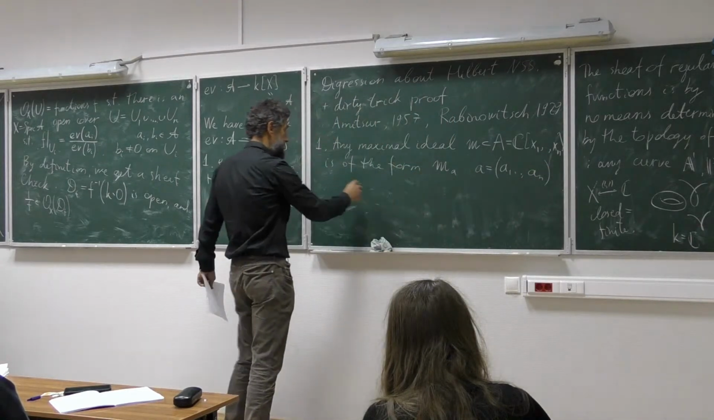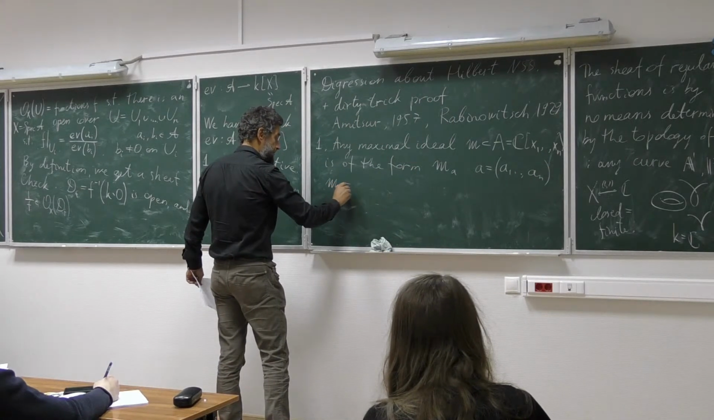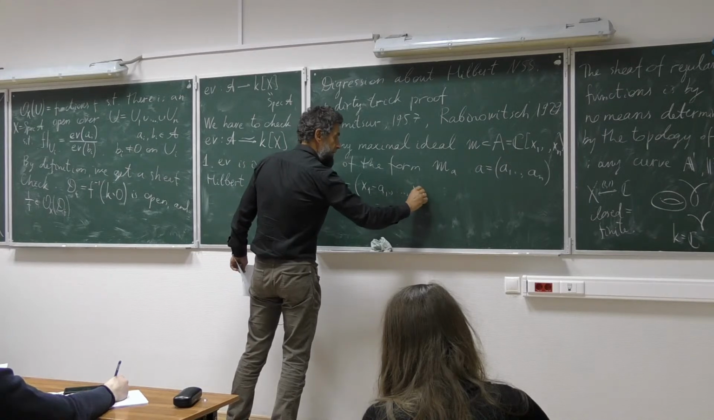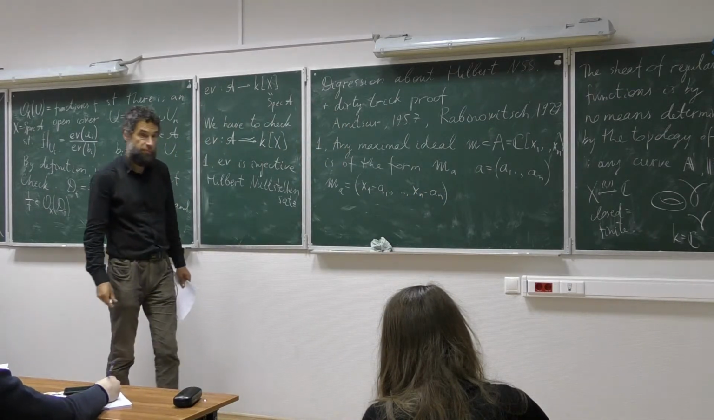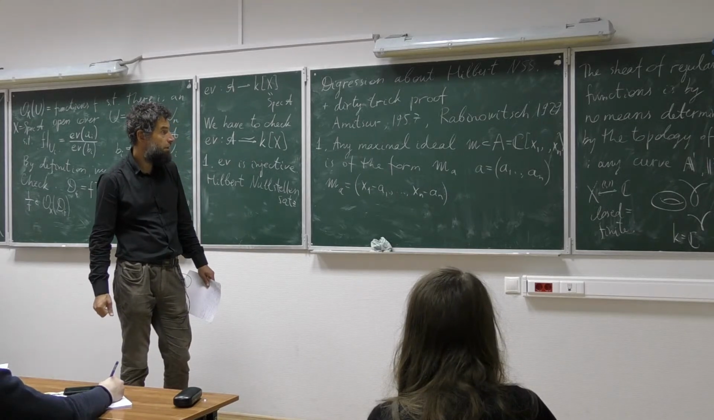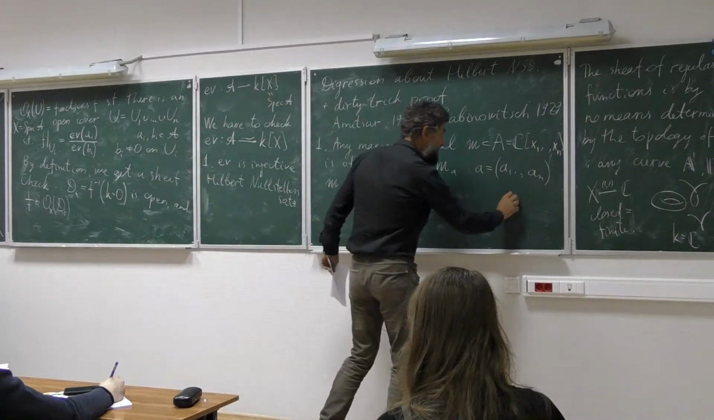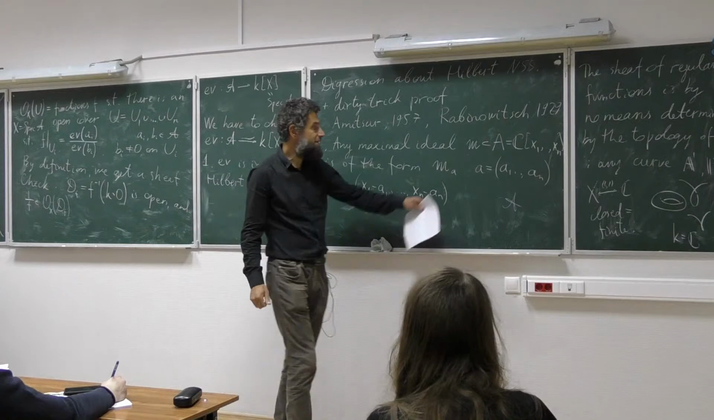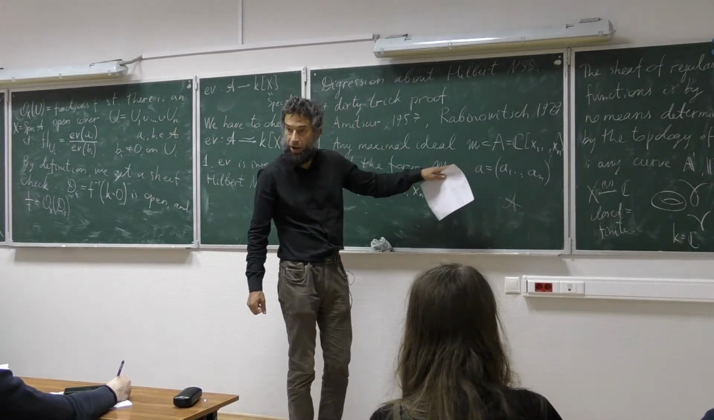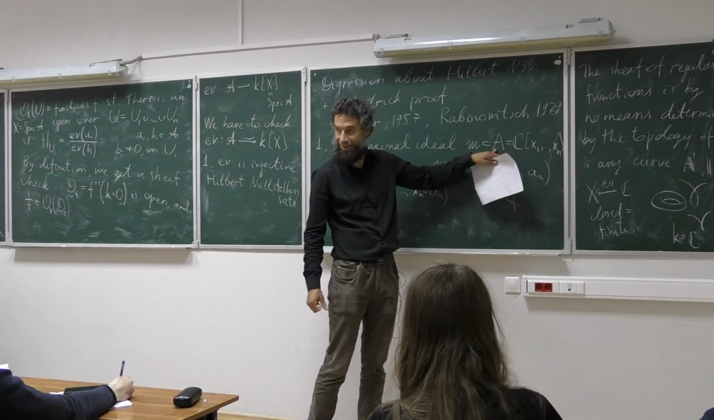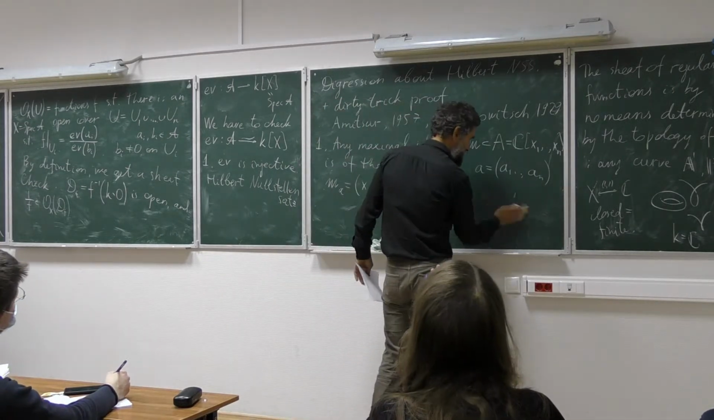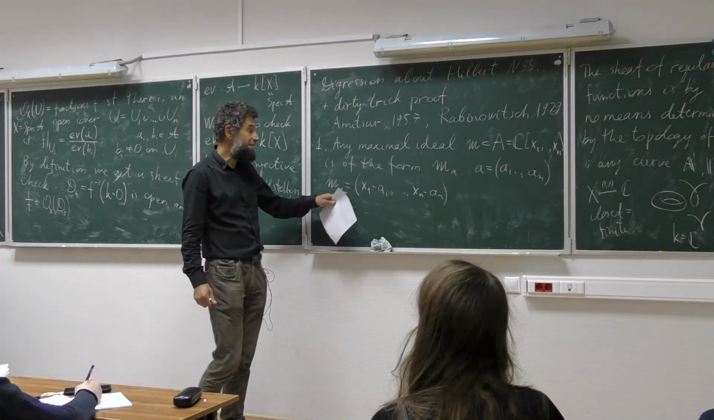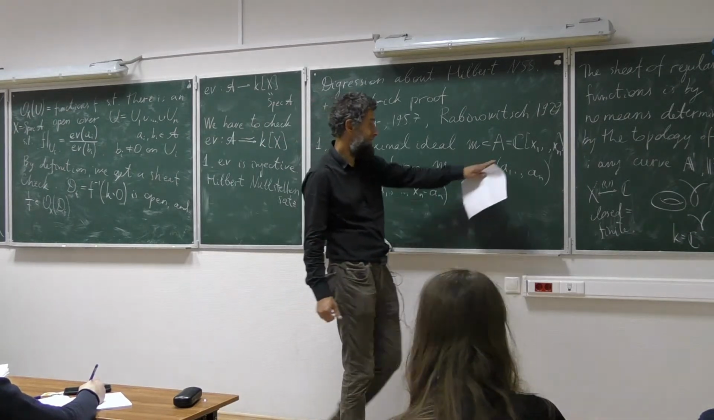So it is generated by linear forms x1 minus a1 and so on, xn minus an. Calligraphic A is an arbitrary algebra without nilpotence. And this is a particular polynomial algebra. So arbitrary A is a quotient of this straight A. Okay, so in fact, any maximal ideal with the quotient C is of this form.